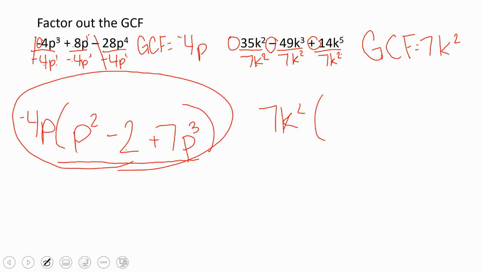All right, so 35 divided by 7 is going to give us 5. K squared over k squared, those cancel. Again, you want one of your variables to go away. We have minus, we're going to keep that. 49 divided by 7 is 7. 3 minus 2 is 1, so we just have k to the first. 14 divided by 7 is 2. 5 minus 2 is 3.